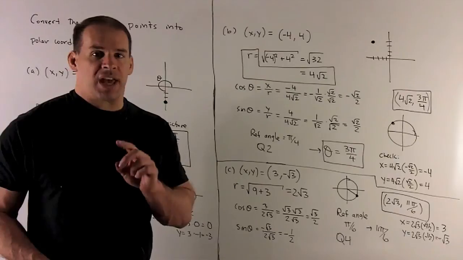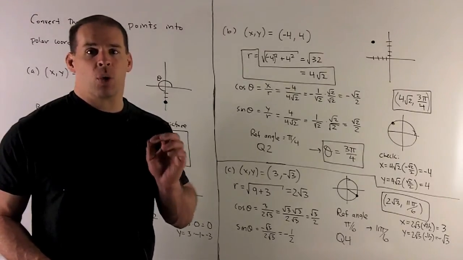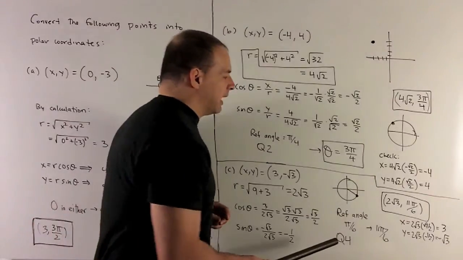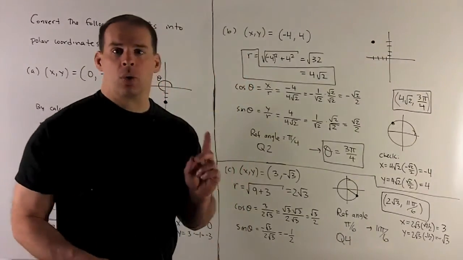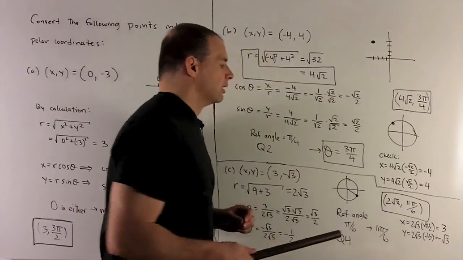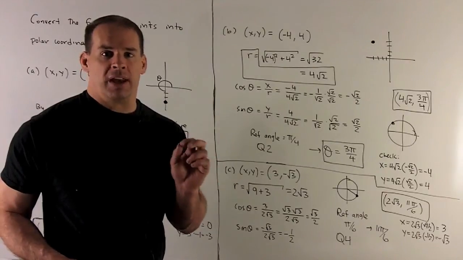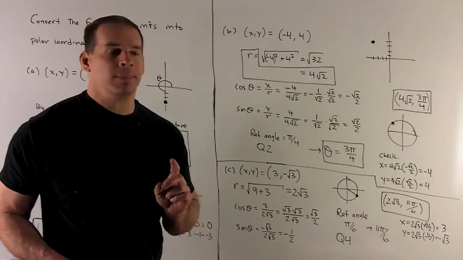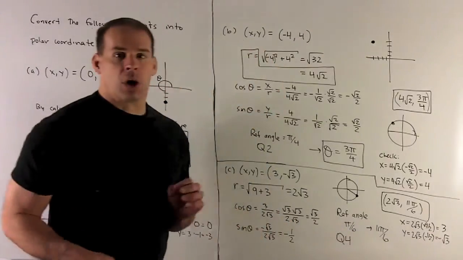So our reference angle is pi over 6, so we want the multiple of pi over 6 that's in quadrant 4. That's going to be 11 pi over 6. So our point in polar coordinates is going to be 2 square root of 3, 11 pi over 6. Again, we do our final check: put r and theta in our equations for x and y, and out comes 3 and minus square root of 3, so our work checks out.